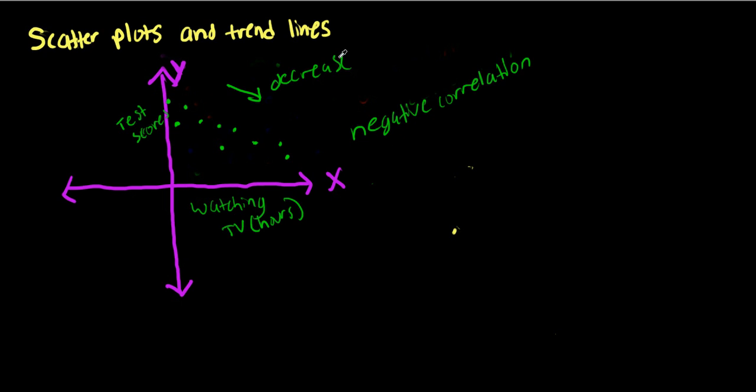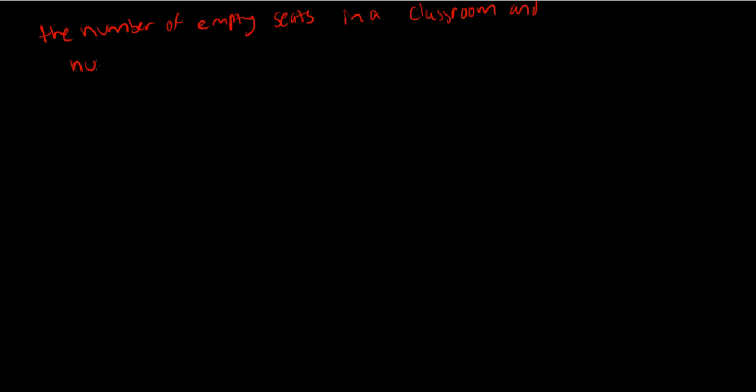Now we're going to look at another example of identifying correlations. Here we have a word problem: the number of empty seats in a classroom and the number of students seated in the class. We want to try and identify the correlation we would expect to see between these two sets of data. If we think about the situation, as the number of students increases, the number of empty seats decreases because more students would be filling them up. So there's going to be a negative correlation because as one number goes up, one number goes down.